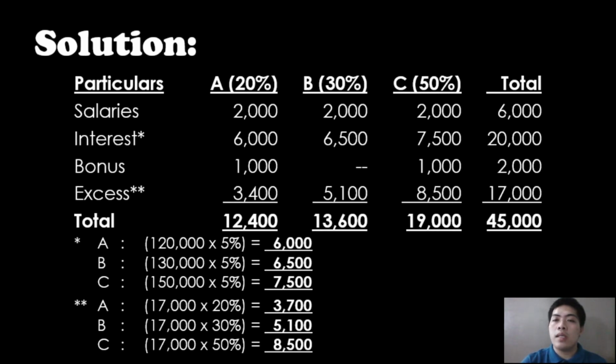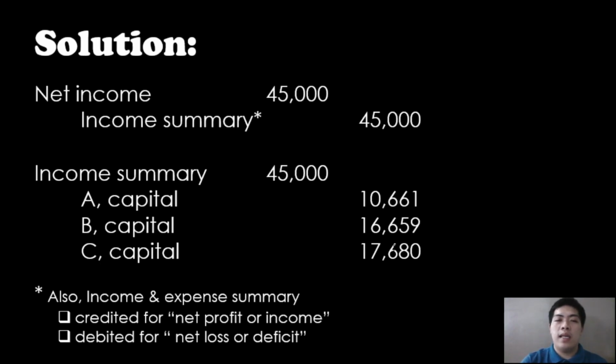I-total mo na yung 6,000 na salaries, 20,000 na interest, at saka yung bonus na 2,000. Minus sa 45,000, yung excess 17,000. Okay? So 3,400 kay A, 5,100 kay B, and 8,500 kay C. So yung total niyan, 12,400 kay A, 13,600 kay B, and 19,000 kay C. Okay? So yung entry, ganyan.